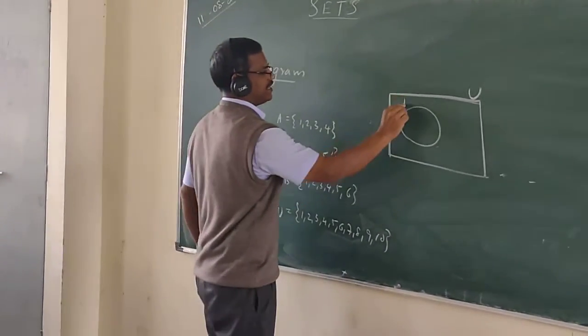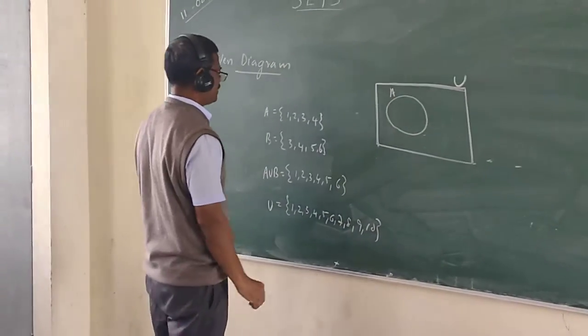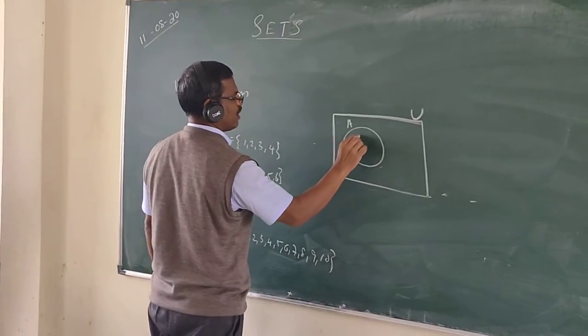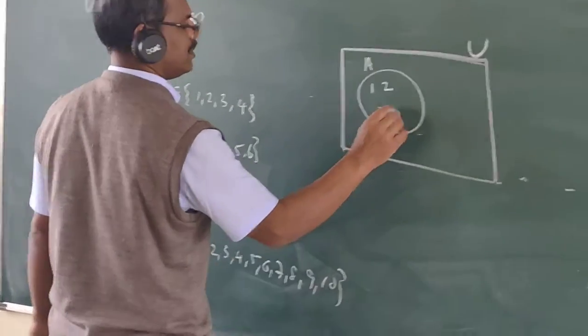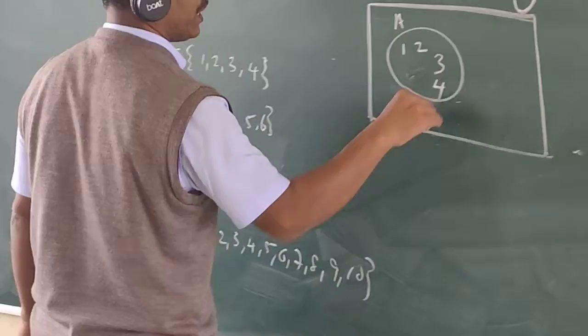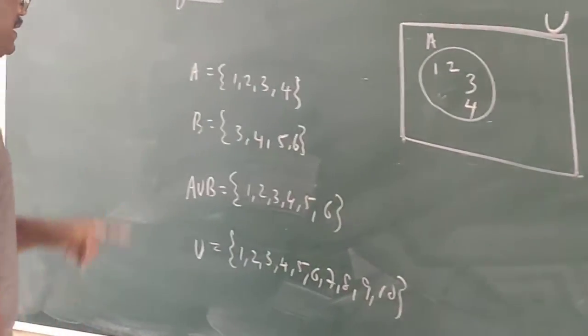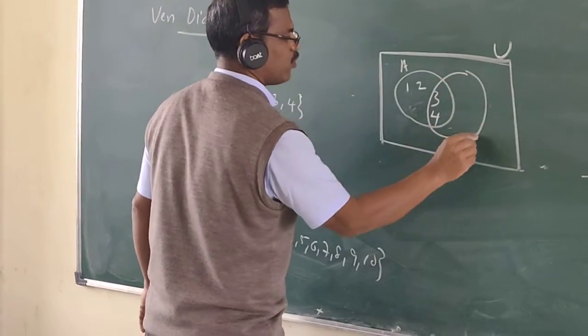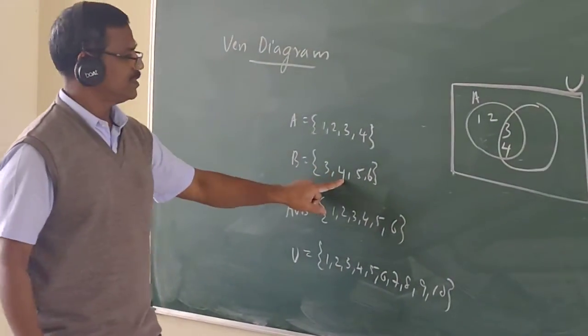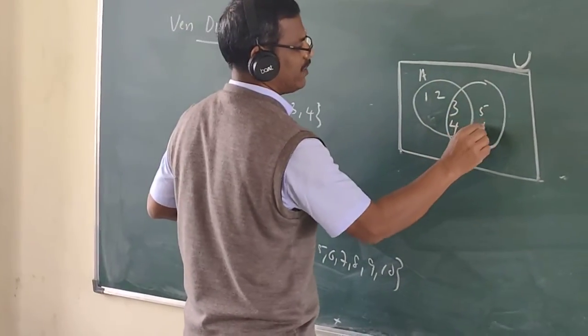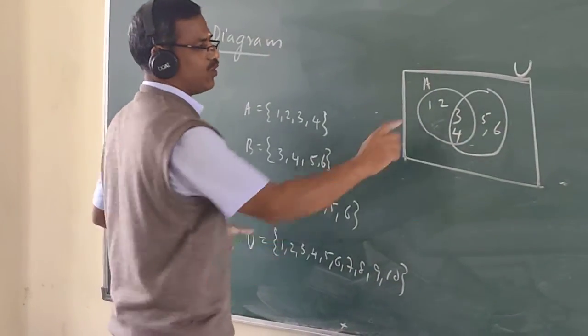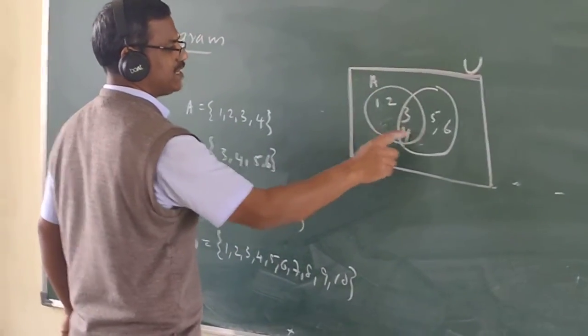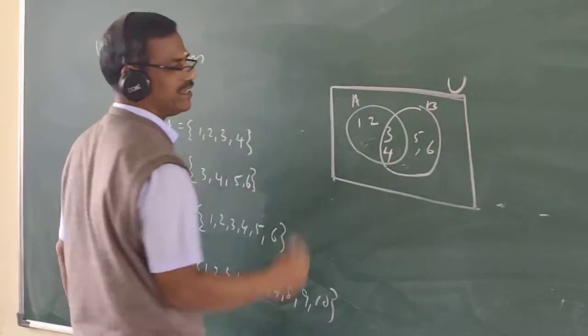This is set A. Say I write here 1, 2, 3, and in B also 3 and 4 are there, and I can put 5 and 6 here. So 1, 2, 3, 4 comes in A, and 3, 4, 5, 6 comes in B.